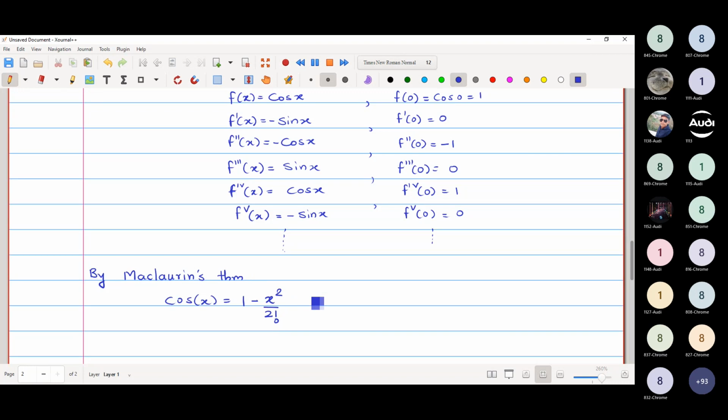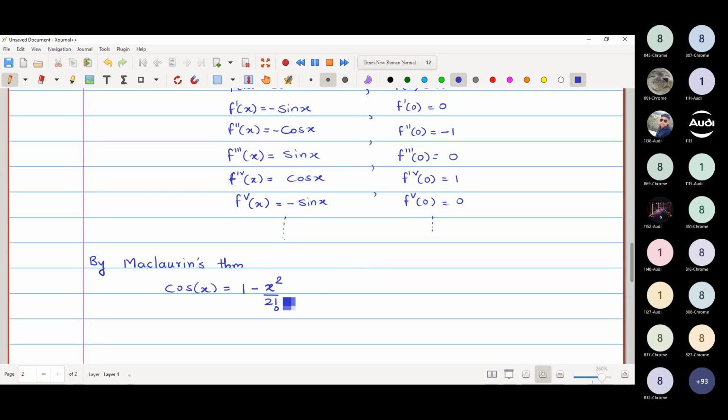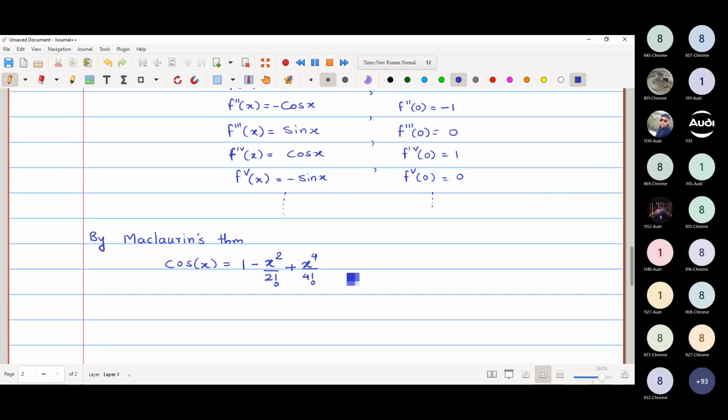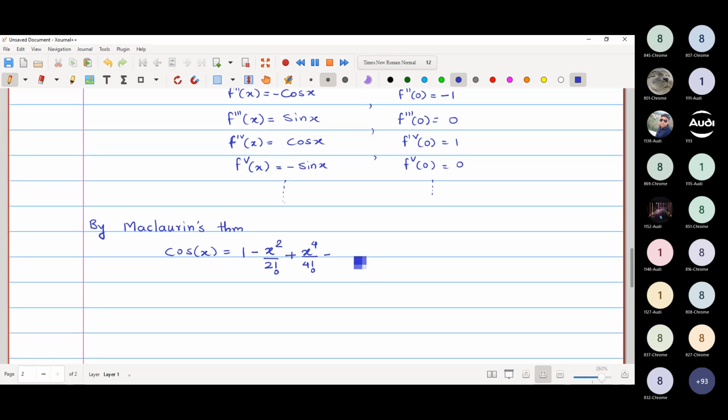Okay, are we going to have an x cube term? No, sir, because it will be 0. What about the fourth term? Will it be positive or negative? Positive. So are we going to have x to the power 4 upon 4 factorial? Are we going to get a fifth term? No, sir. So what will the next term be? Minus x raised to the power 6 upon 6 factorial. Correct. And then plus x to the power 8 upon 8 factorial, and so on. Is it right?